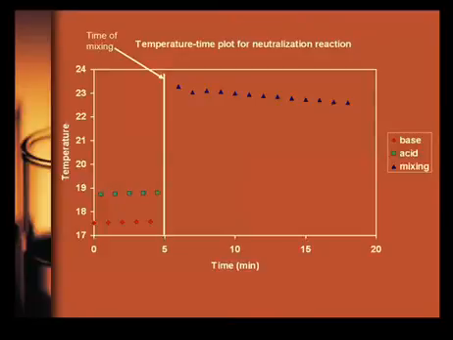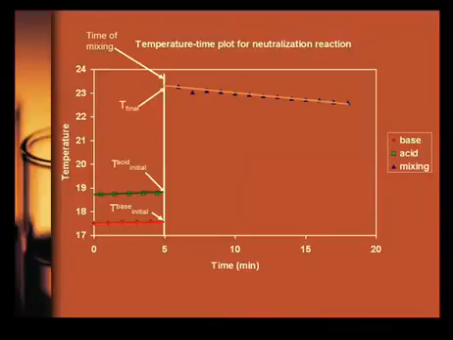So once again, you have to establish time of mixing, and this is the exact time where you mix the acid and base together. You will draw a line through the data for the base, and you'll get T base initial, where this line intersects time of mixing. And you'll do similar with the acid, and where this line intersects the time of mixing line, that's T acid initial. T final is where the line drawn through the mixture data intersects the time of mixing line.